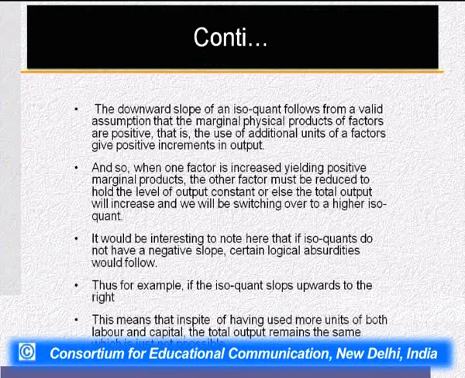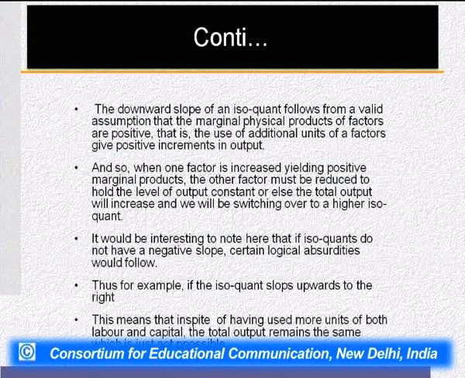The downward slope of the isoquant follows from the valid assumption that the marginal physical products of factors are positive, that is, the use of an additional unit of a factor gives a positive increment in output. And so, when one factor is increased, yielding positive marginal products, the other factor must be reduced.